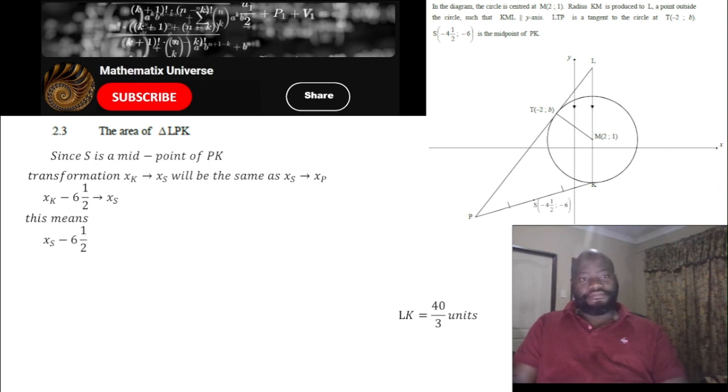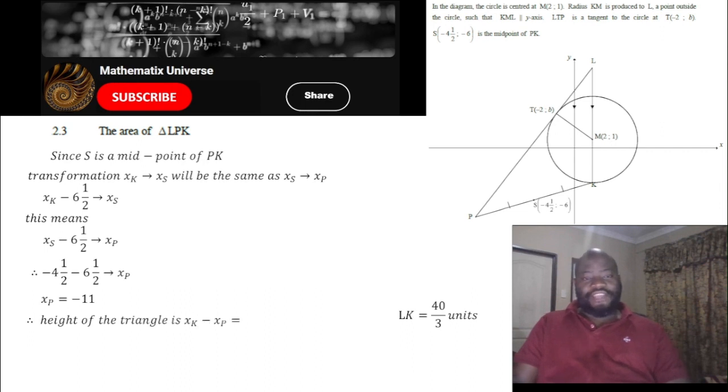Then S's x coordinate is -4.5, and we subtract 6.5 to get x_P. This means x_P is -11. Now the height of the triangle is that -11 subtracted from 2, the x value of K. Then that gives us 13.